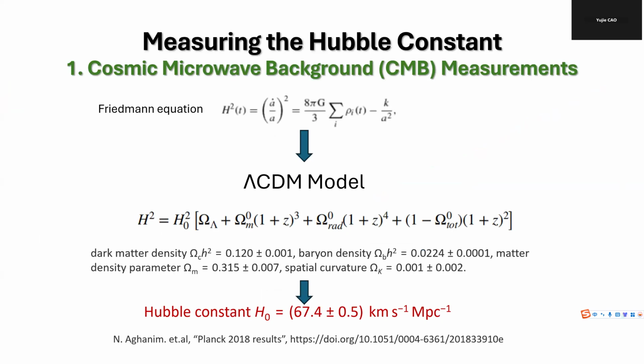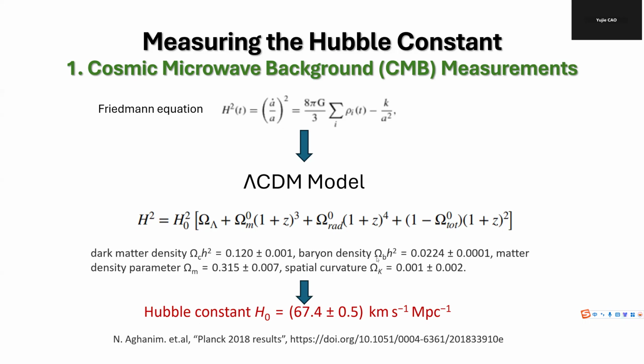There are two primary methods used to measure the Hubble constant. First, cosmic microwave background measurements. The first method involves observing the CMB radiation, which is the afterglow of the Big Bang. Through the derivation of the Friedmann equation, we can obtain the expression for the Hubble constant. Due to time limits, I will not present the detailed process here.